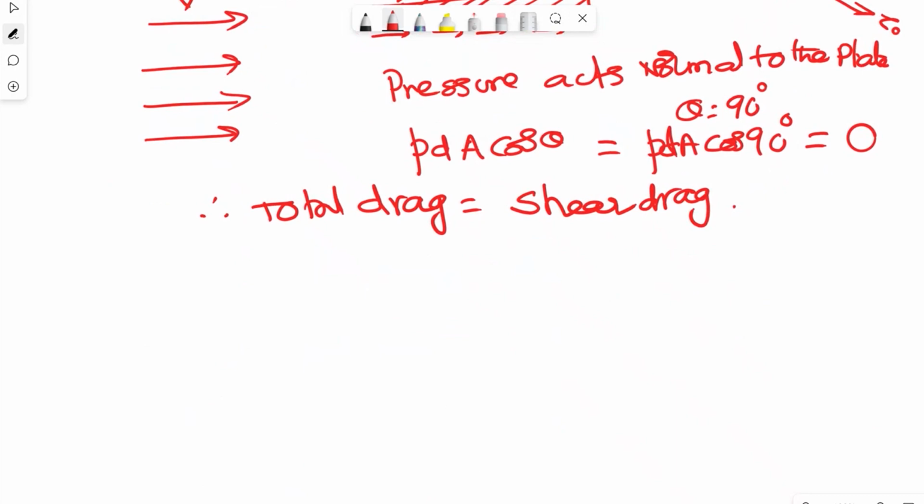Suppose now I keep a flat plate perpendicular to the direction of flow. This is how I have kept it. Now this is the flow.